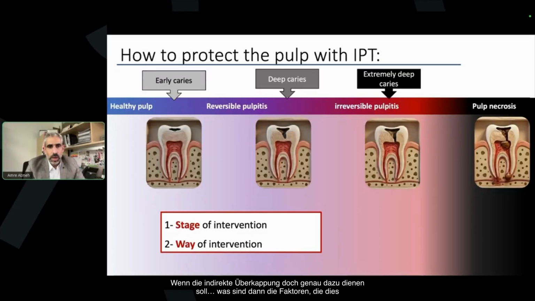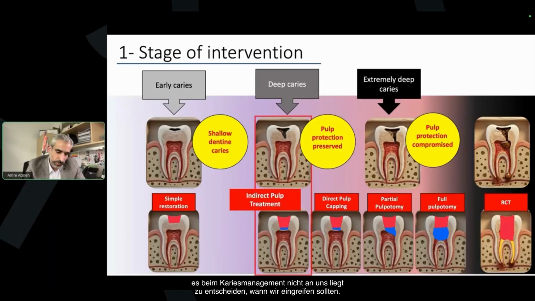So how can we protect the pulp? If indirect pulp treatment is meant to do so, what are the factors that would affect that? In fact, there are two factors that relate caries management with providing protection to the pulp. The first is the stage at which we are intervening, and the second is how we intervene to manage the caries.